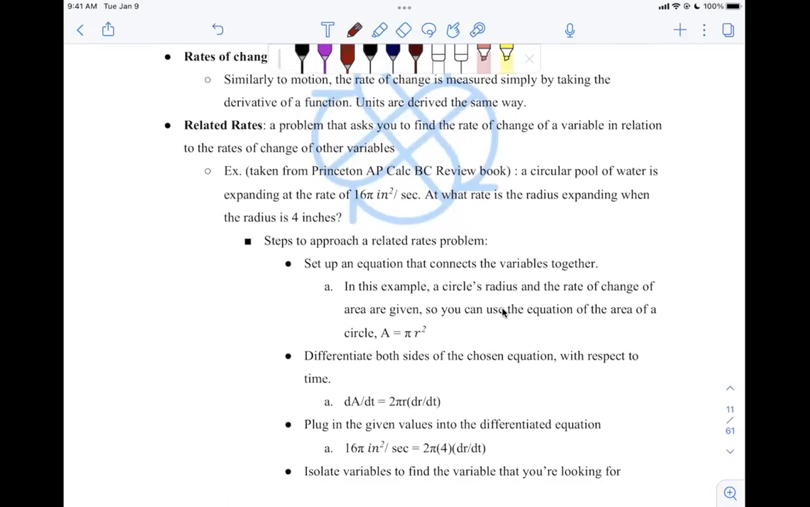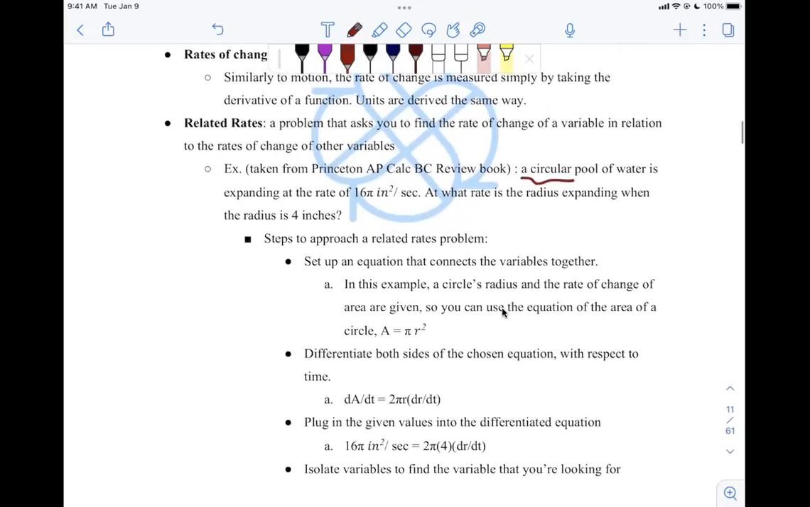Sometimes you might see related rates problems. I don't think we did this, but basically you might have a word problem like this. A circular pool of water is expanding at the rate of 16 pi square inches per second. At what rate is the radius expanding when the radius is 4 inches? Basically, we have our derivative, and then we can just solve for it. I'm not going to go over this in too much depth, but you can look into it in the textbook.